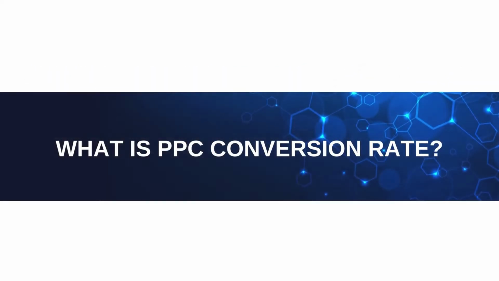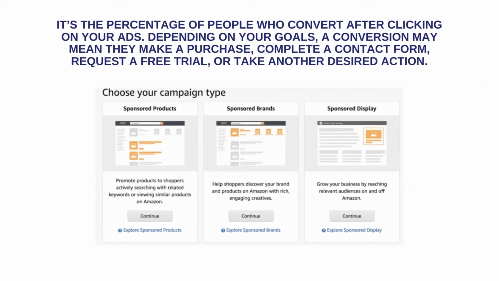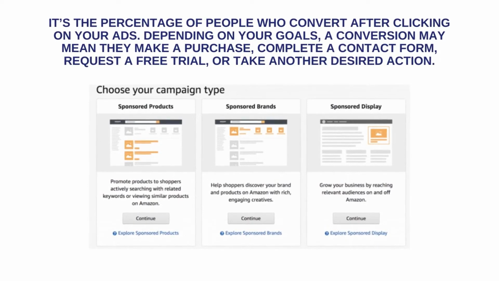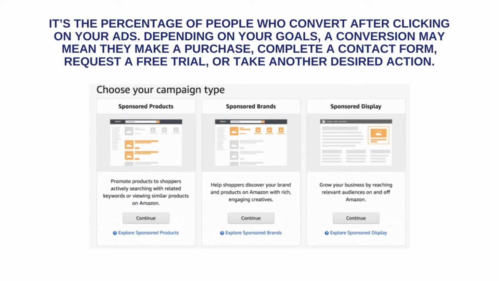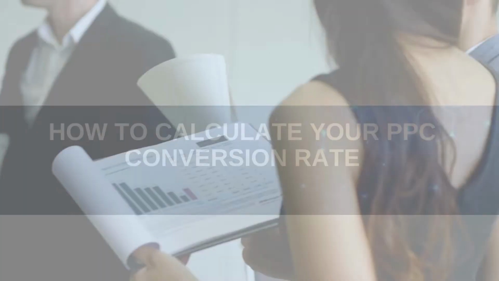What is PPC conversion rate? It's the percentage of people who convert after clicking on your ads. Depending on your goals, a conversion may mean they make a purchase, complete a contact form, request a free trial, or take another desired action. In general, a higher conversion rate means your campaign is driving results for your company.